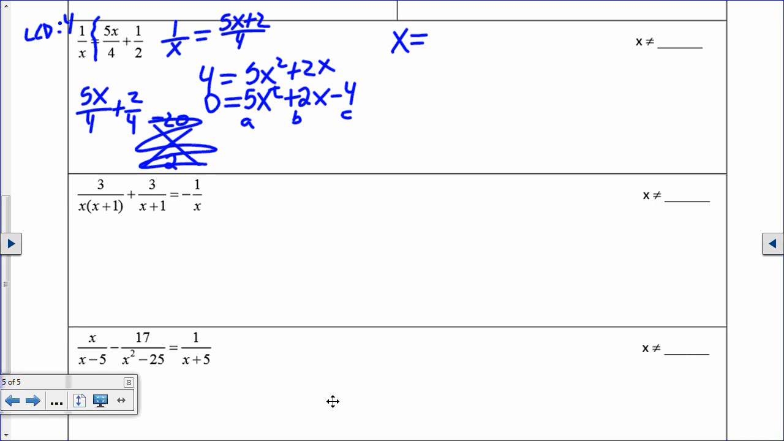So x equals negative b. What is b? 2. So it's going to be negative 2 plus or minus the square root of b squared, which is 2 squared, which is 4, minus 4ac. So it's 4 times 5 times negative 4, which is negative 80. Yeah, so you're subtracting a negative number. If you multiply 4 times a times c, you get negative 80. You're subtracting it. So what happens when you subtract a negative number? You're really adding it. You have to be very, very careful.